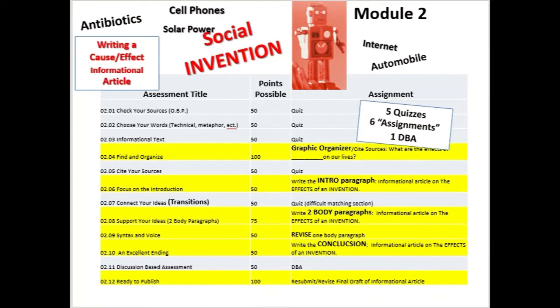In Module 2, you'll be writing an informational article on a social invention that has had an effect on our society. When you finish this module, you will have a completed and polished 5-paragraph essay complete with research. This module can take longer to finish due to the research and writing tasks in the module. Be sure to budget plenty of time for LA3 during the weeks you are in this module.